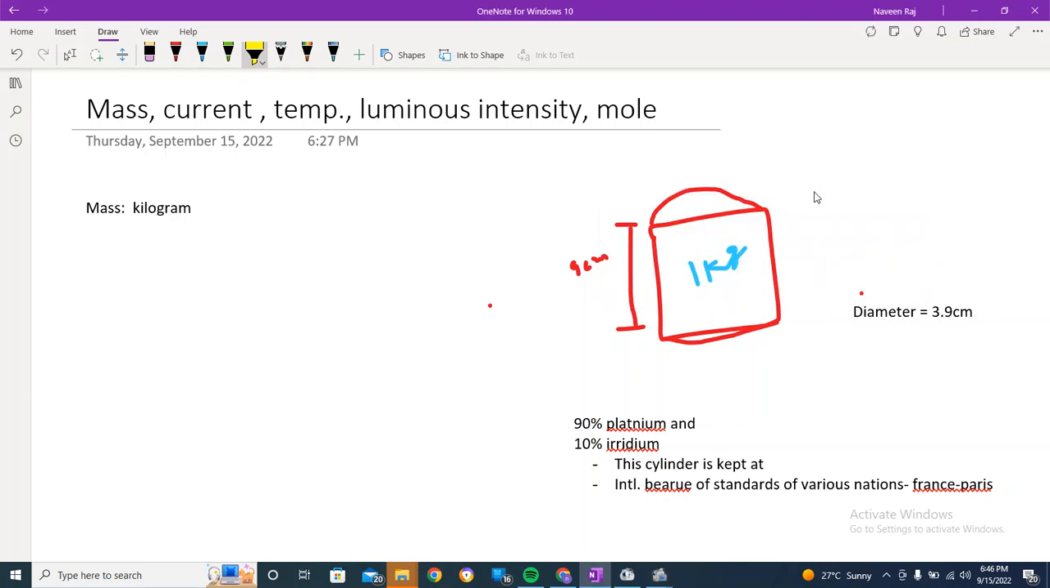Hey guys, welcome back to another video. In today's video we'll be looking into the various units of the fundamental quantities in the SI system.